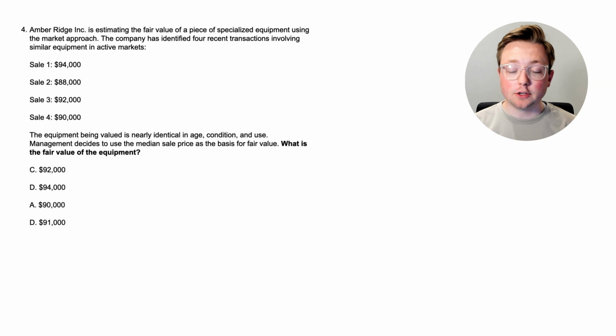The management decides to use the median sale price as the basis for fair value. What is the fair value of the equipment? So based on the sales in the market and using a median sale price, if you remember what that means, they have to figure out the fair value of the equipment. If you remember what median means and you know how to do this, it's pretty simple and straightforward. If you don't know, that's okay, but try it on your own if you want. And when you're ready, come back, we'll look at the answer together.